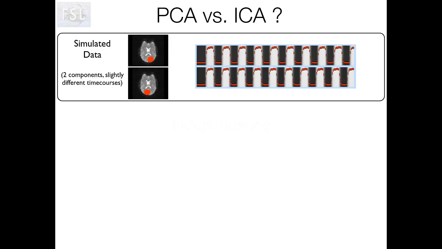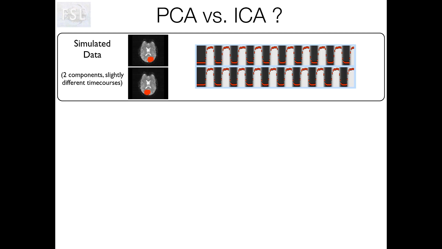So I've mentioned independence a few times, and I'm now going to try and explain what I mean by it. In order to do this, it's useful to compare ICA with a related technique called PCA, or Principal Component Analysis. PCA is conceptually very similar to ICA, except that where ICA uses independence as its basis for separating components, PCA uses variance.